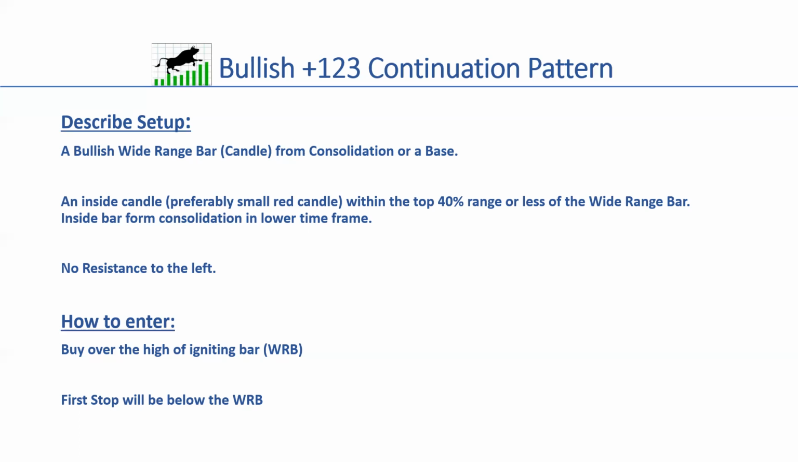So what does the inside candle mean? After forming a big wide range bar, there is a small red candle, which is also a consolidation or a small base in the lower time frame. For example, if you are taking a swing trade, and prices have broken out from a consolidation, then after a wide range bar, if there is a small day, an inside candle, and you go to the hourly chart or a 15-minute chart, you will see range consolidation.